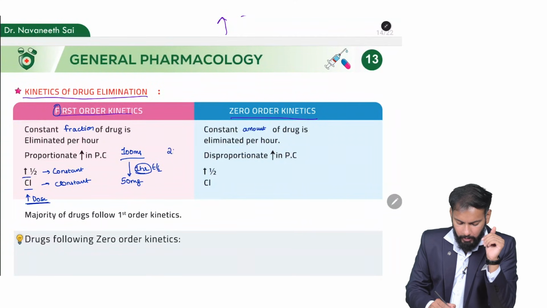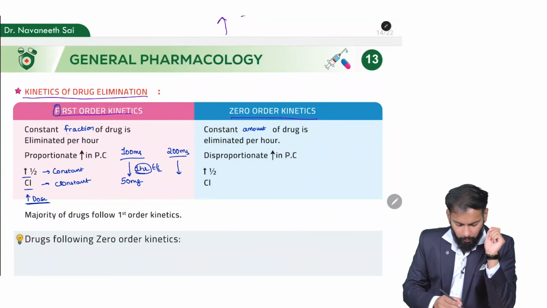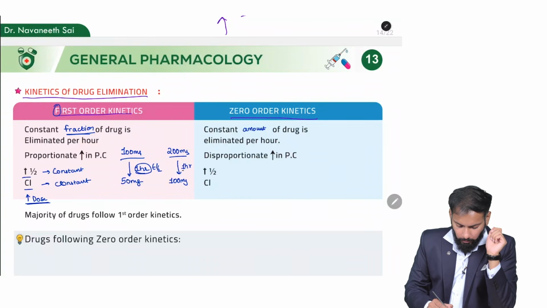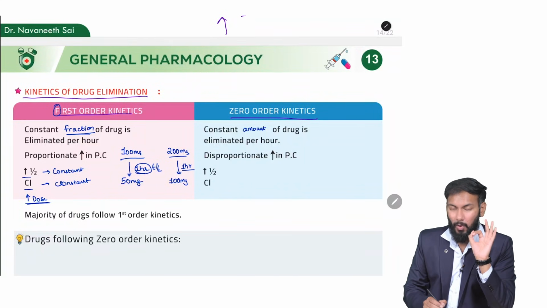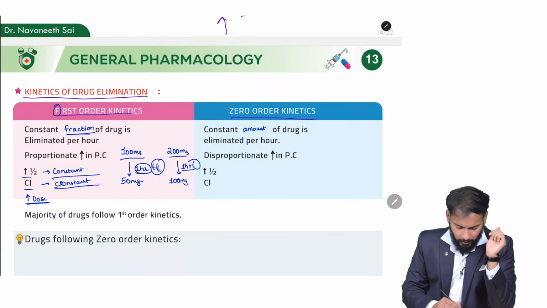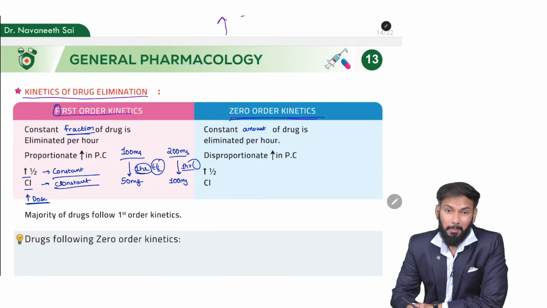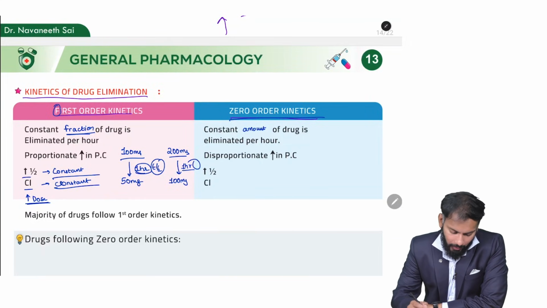Now if I increase the dose, let us suppose I made it 200. Now also 50% will be excreted. Why? Because it is a constant fraction of drug. 200 will become 100 in 1 hour. So what happened to the T half? T half is constant. How much is cleared? That is also constant.